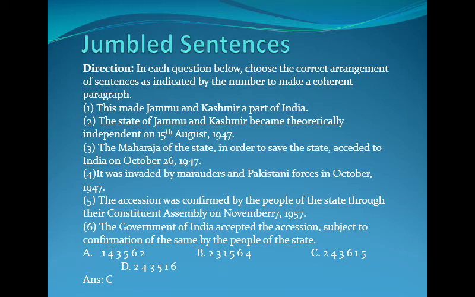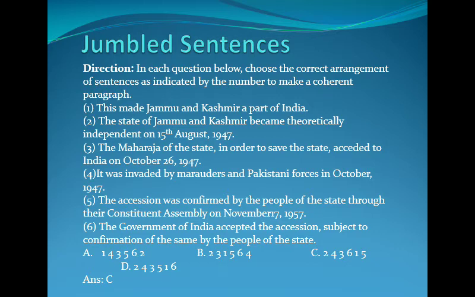Then comes statement number 6. The government of India accepted the accession. Now this is your clue. Since in statement number 3 you already have a mention of acceded to India, and the next statement talks about accepting the accession, it makes logical flow. It makes logical sense, right?